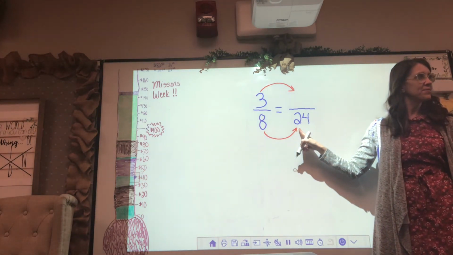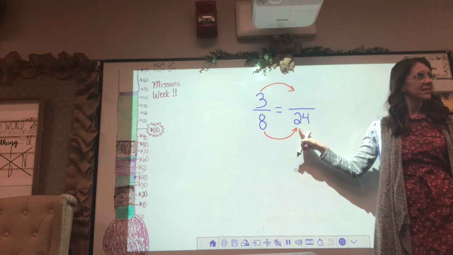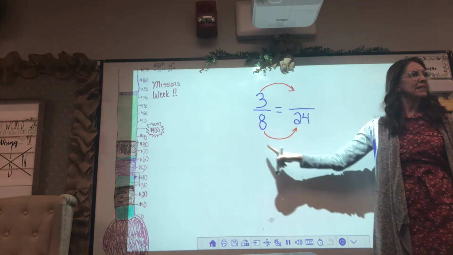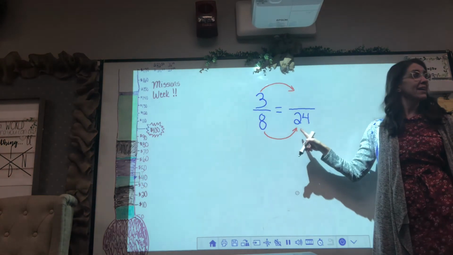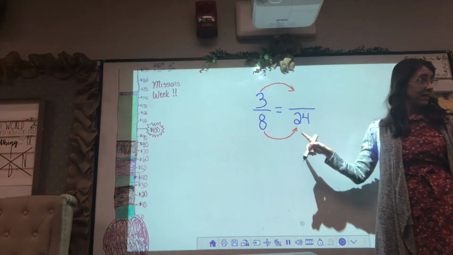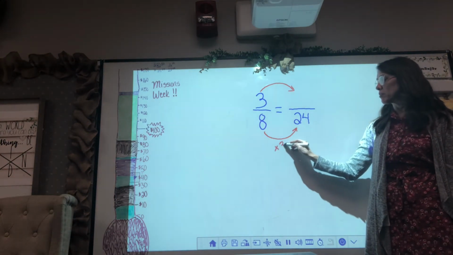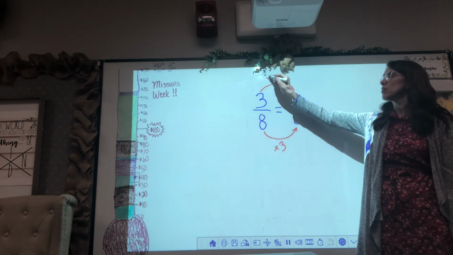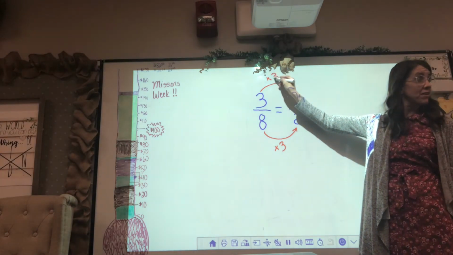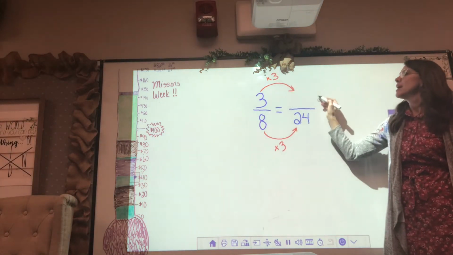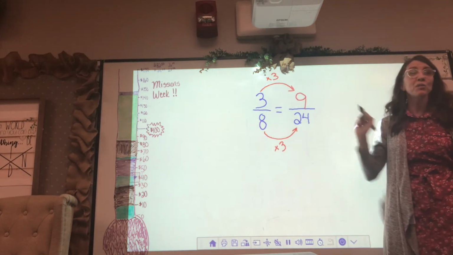What did I do? To get from 8 to 24, I multiplied by 3, that's exactly right. So what am I going to have to do up here, Riley, to make it equal? Multiply by 3. And so 3 times 3 is? Yes. So 9 would go in the blank here.